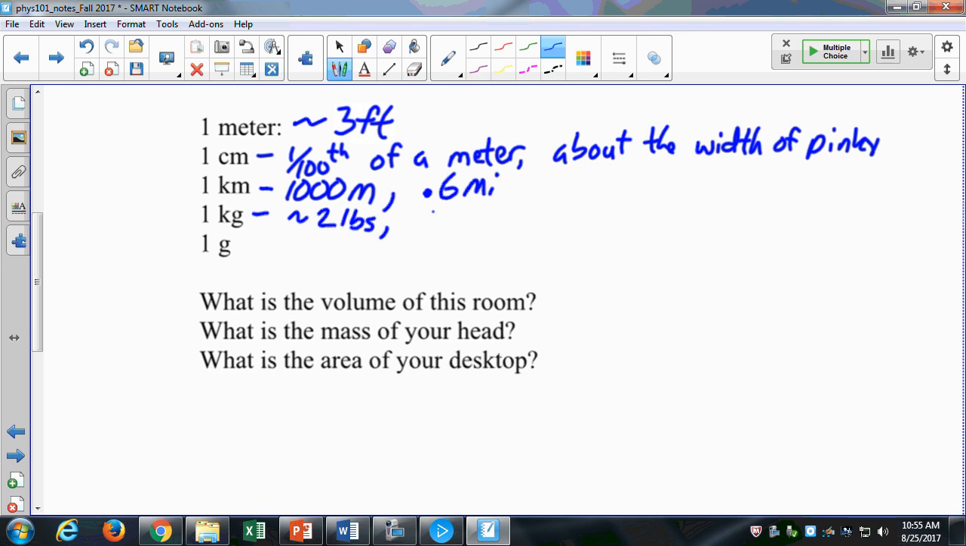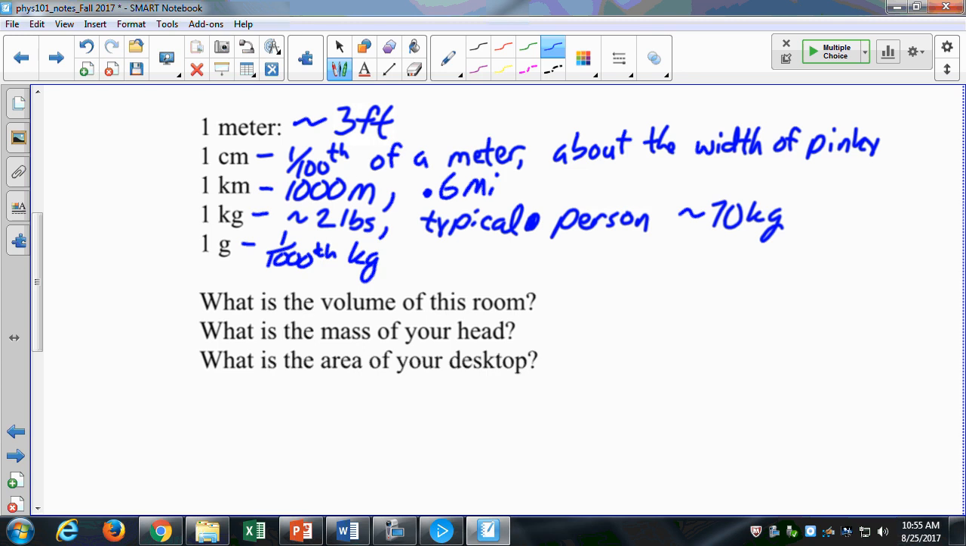And just for reference, a typical person is about 70 kilograms. So, about a 160-pound person. And a gram is 1,000th of a kilogram. And it's going to be about the mass of a penny.